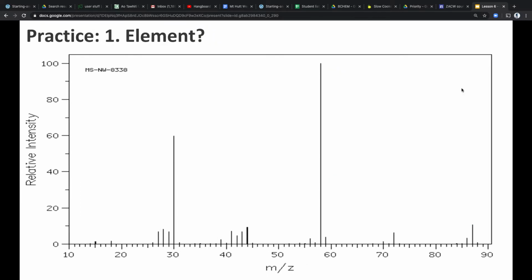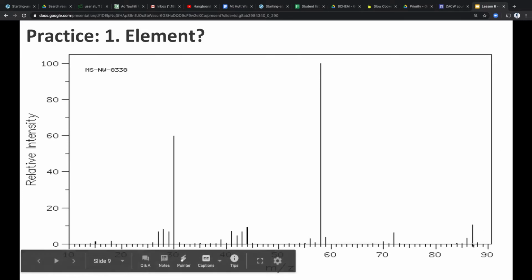Okay, now here's where we practice. What do we notice? Molecular ion peak. What mass to charge ratio would we say it's located at? 87, because here's 88, 89, 90. So 87. And there's a little blip to the right.